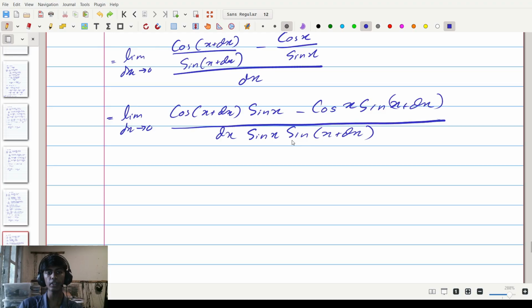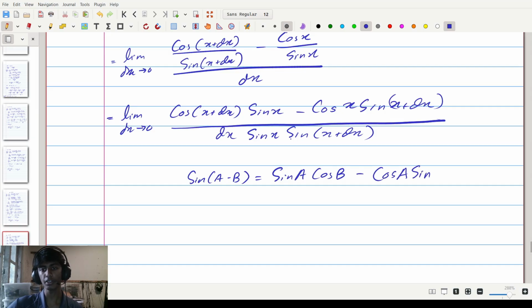Now we're going to do some algebraic simplification. Trigonometrically, we can see a pattern similar to what we had above: cosine of one value, sine of another value, minus cosine of one value, sine of another value. Again, recall that sine of a minus b is equal to sine a cosine b minus cosine a times sine b. We can see that pattern here. If a is x and b is x plus dx, we have our pattern. So a is x, and b is x plus dx, and we have the sine of x minus x plus dx.